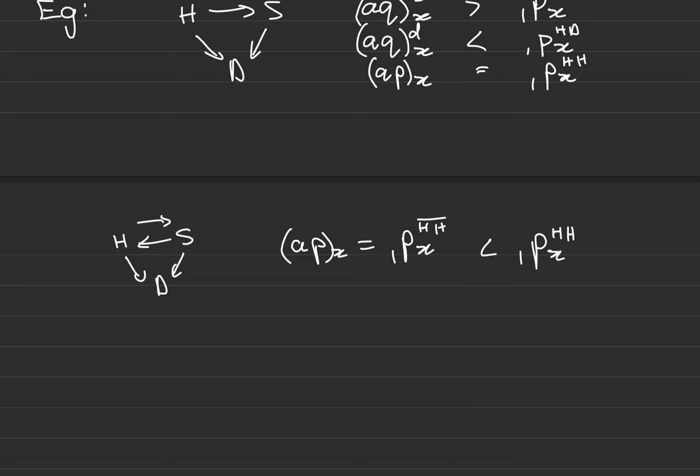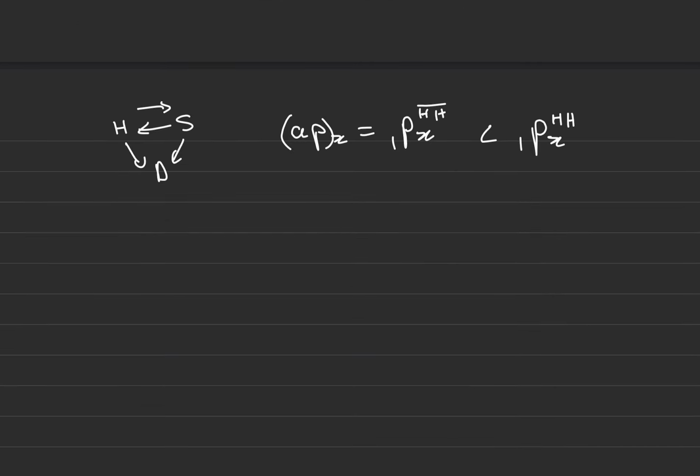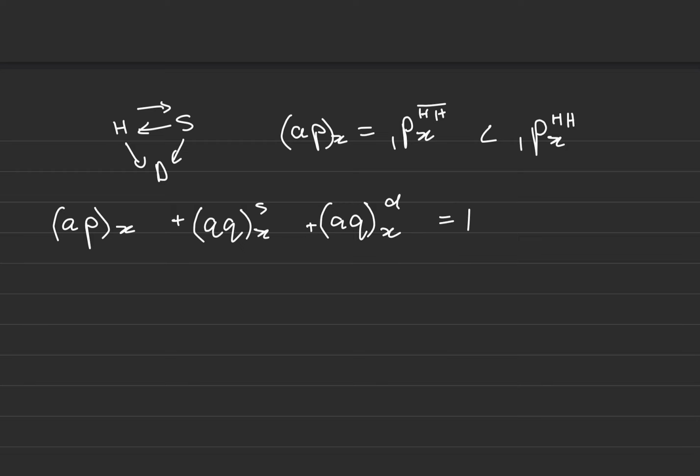Now an important thing to note is that APX plus AQXS, death by sickness, plus AQXD should equal 1 in the HSD multiple decrement model.